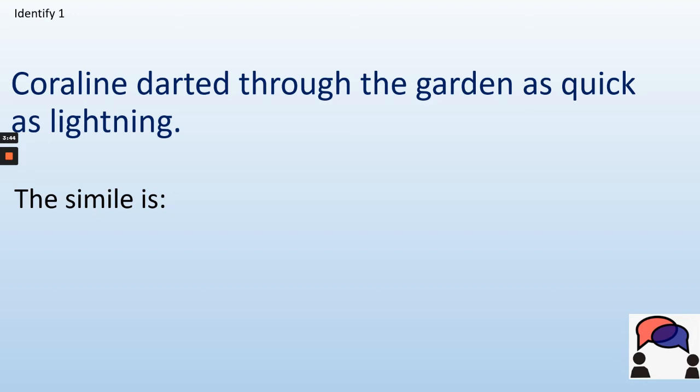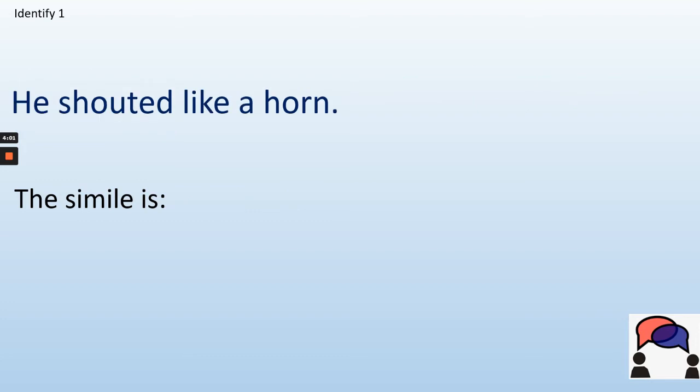Coraline darted through the garden as quick as lightning. The simile is as quick as lightning. You can see as is used and it's describing how quick she is with lightning. So she's like lightning, she's super speedy. He shouted like a horn. The simile is like a horn because the simile uses like or as to describe something, and we have like a horn, so that's he shouted very loudly because it's like a horn.